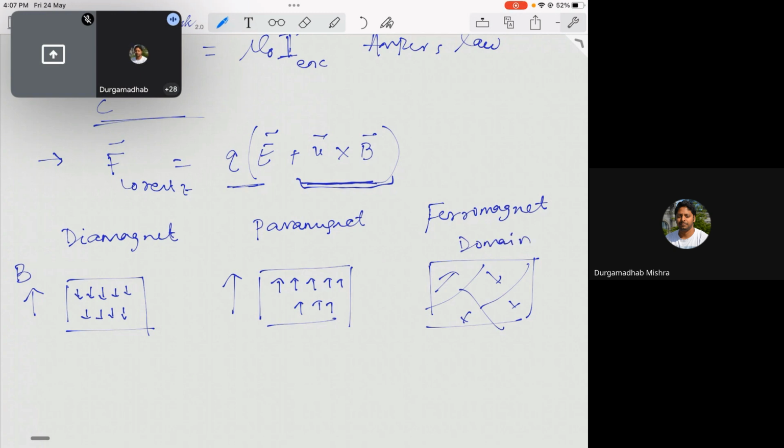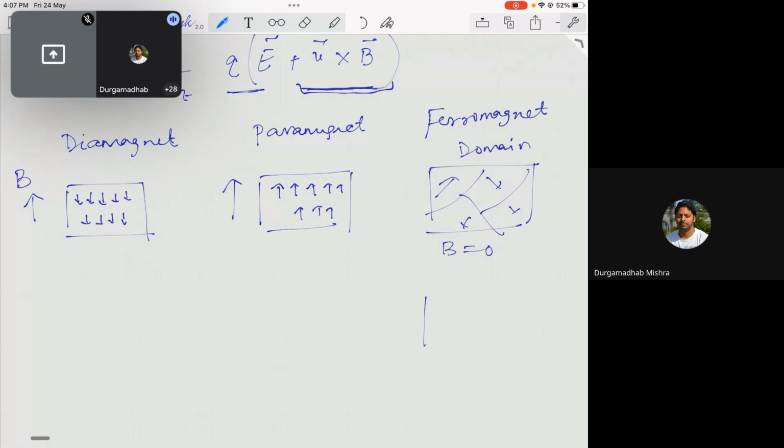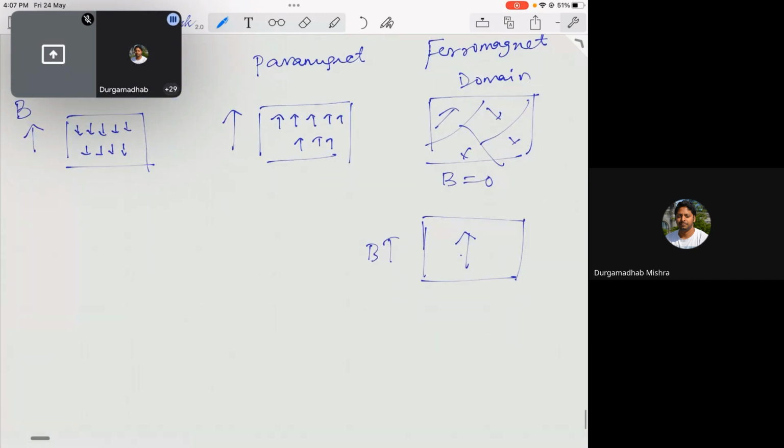Of course, these domains are at t equal to 0 when there is no field. But if you apply a field, these domains start getting aligned, and you will get a uniform, magnetized material, which is a typical behavior of a ferromagnet.